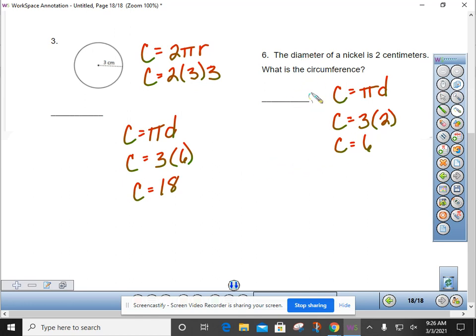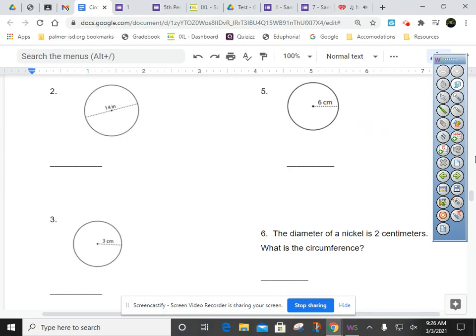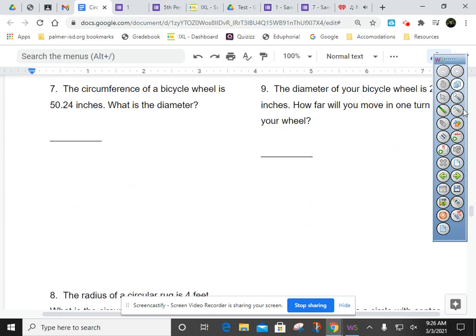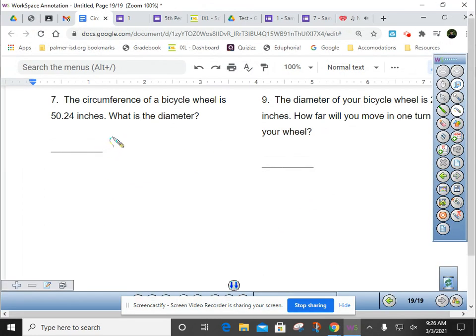The only difference in number 6 and 1 through 5 is there's no picture. They just tell you what the diameter is. Let's look at number 7 on the next page. The circumference of a bicycle wheel is 50.24. What is the diameter? Write the formula. C equals pi d. They give you the circumference, right? Yes. When it is exact like that, you're going to have to use 3.14.